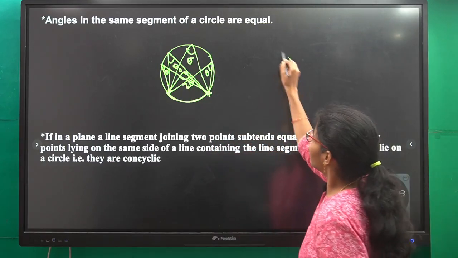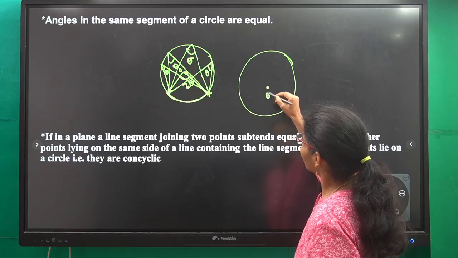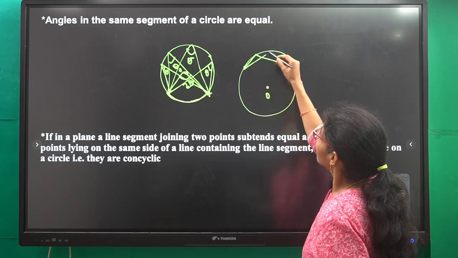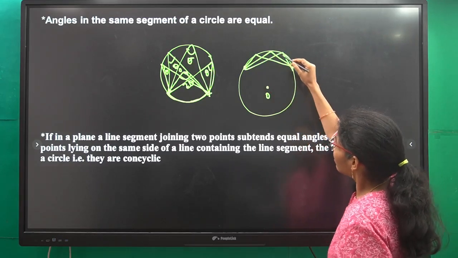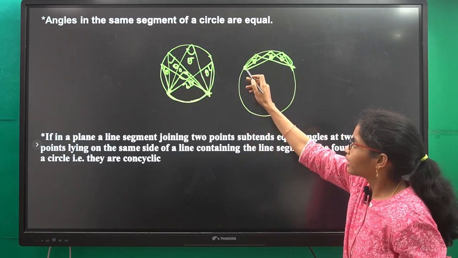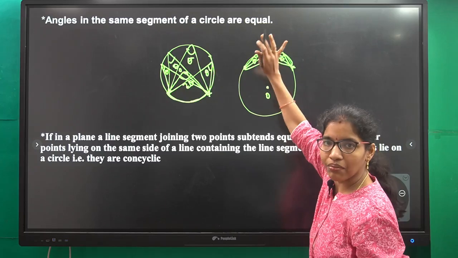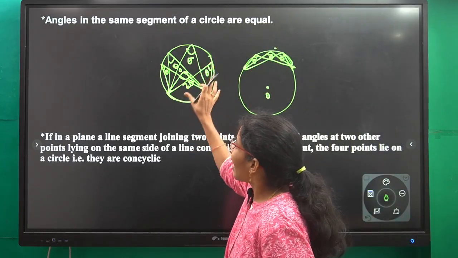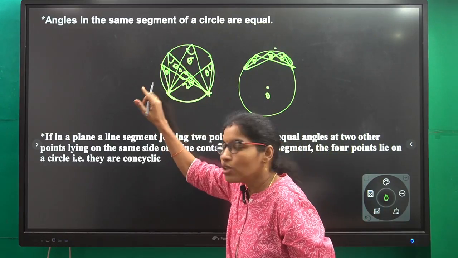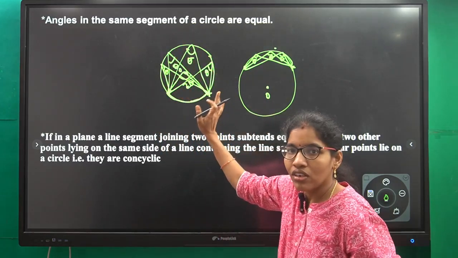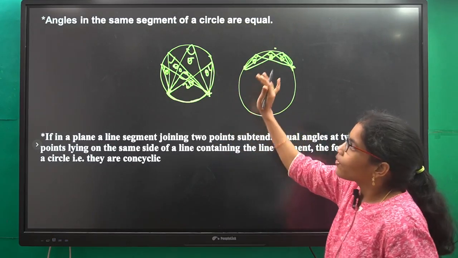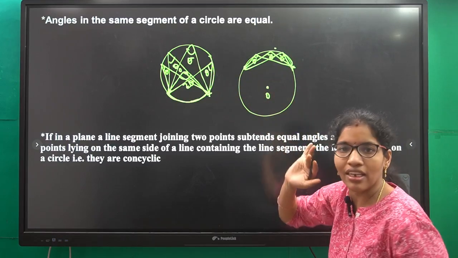So that means the same thing you can take here. Within the center, if you take the arc like this, then this angle and this angle are also the same. These are different. This is the arc, and I have taken the remaining part here. So what does it mean? The angles in the same segment of the circle are equal. Here I have taken the major segment, so all the angles in the major segment are equal or not? Like that, in the minor segment also, all the angles in the minor segment are equal or not? That means the angles in the same segment of the circle are equal.